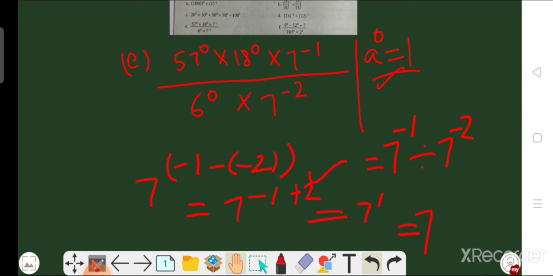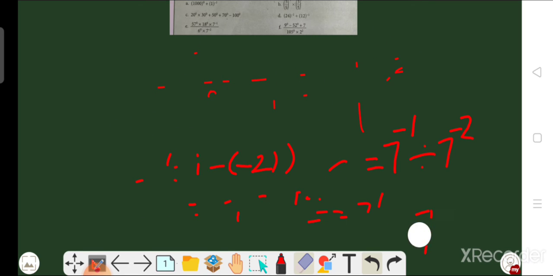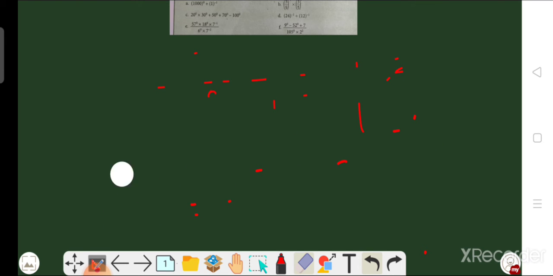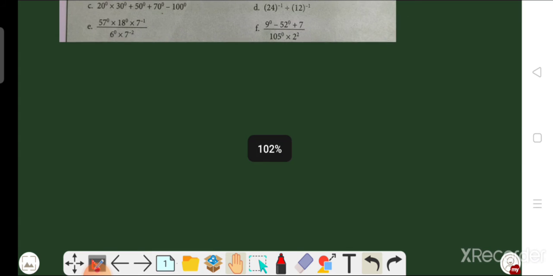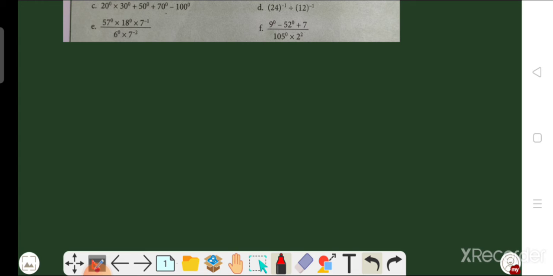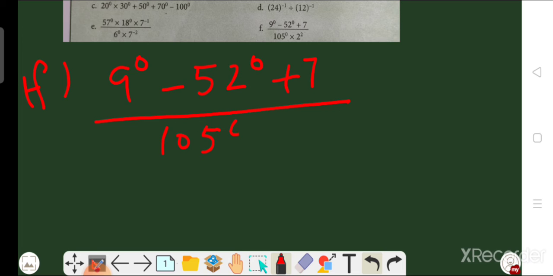Now we will move on to the F part. What is F part? In F part we have given that 9 raised to the power 0 minus 52 raised to the power 0 plus 7 divided by 105 raised to the power 0 multiplied by 2 raised to the power 2.